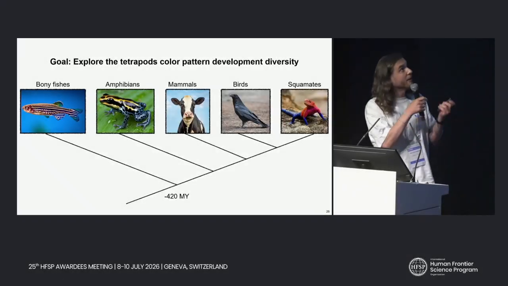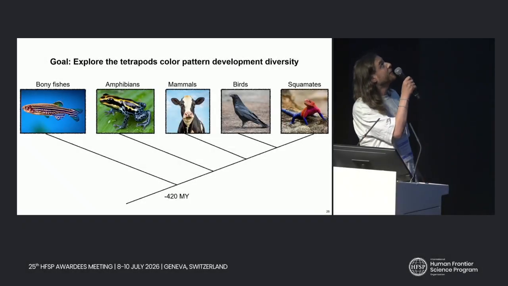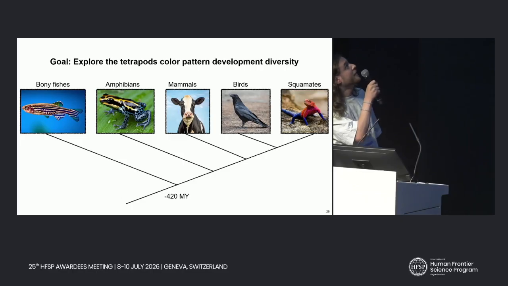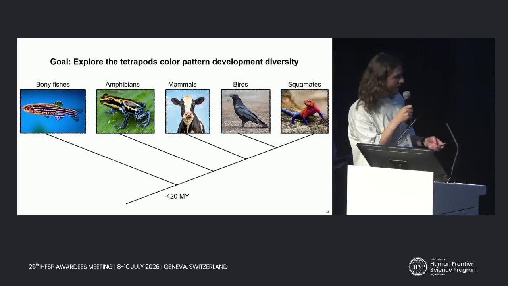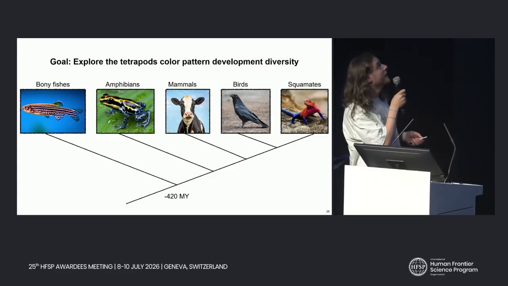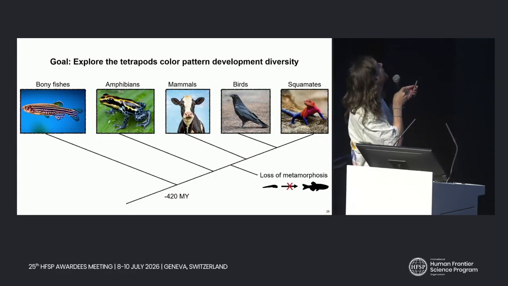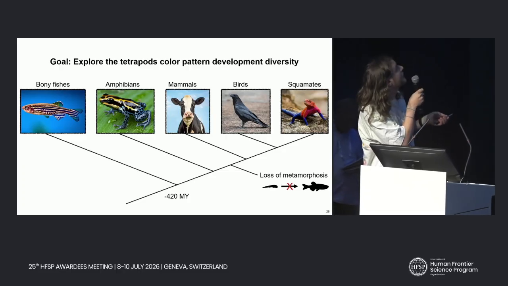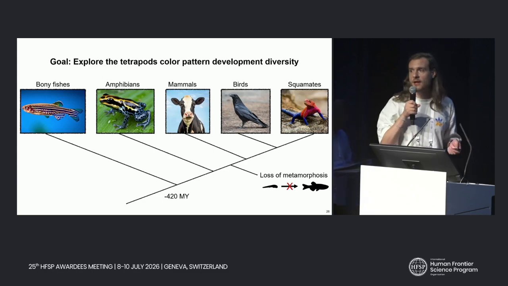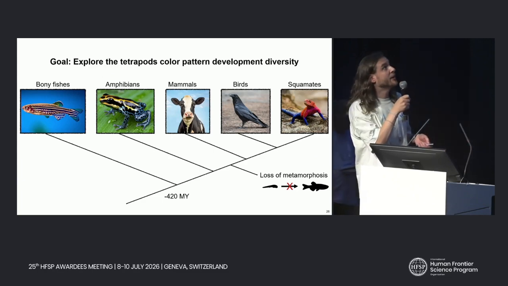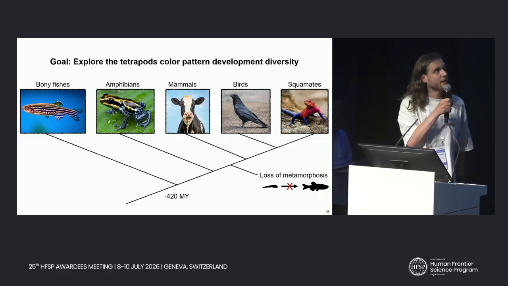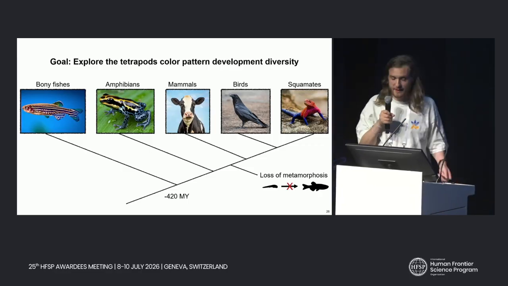To talk about pigment cells development. So we can see that we have a huge diversity of pigment pattern and color hues in the vertebrates. And a lot of what we know today is due to research done in the zebrafish that you see on top left. But huge evolutionary distances separate these vertebrate clades from the zebrafish, and we also have events like loss or metamorphosis that separate these clades.